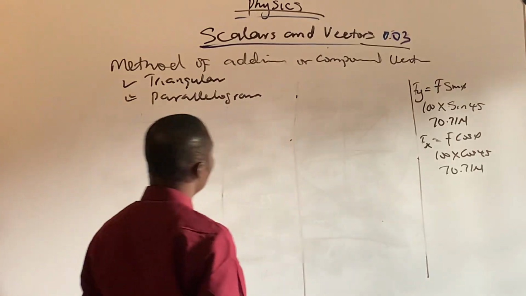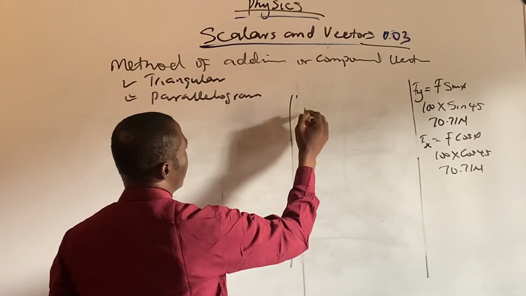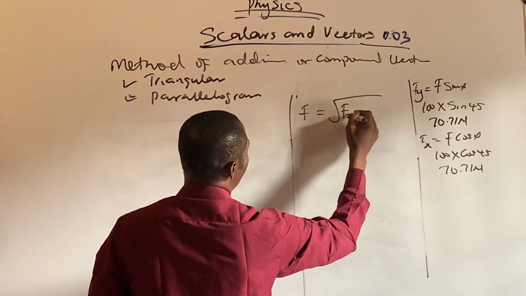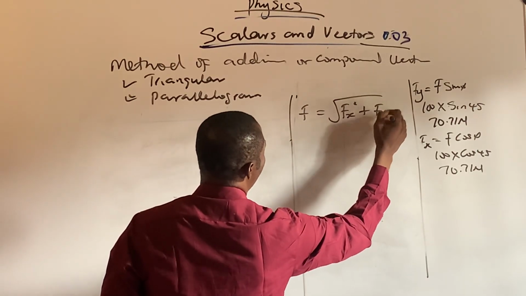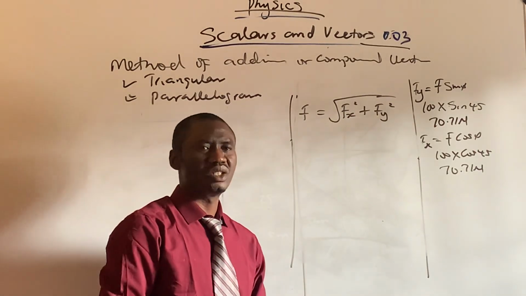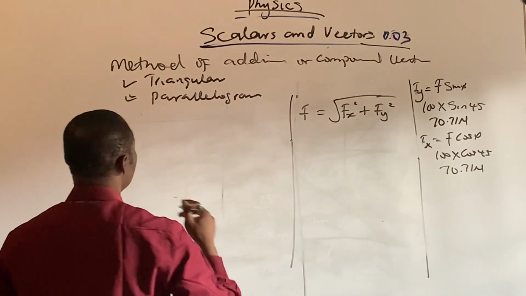And remember, you can also use this formula: F is equal to the square root of f of x squared plus f of y squared. You will get the same answer that the Pythagoras theorem will also give you. Now, let's look at the parallelogram.